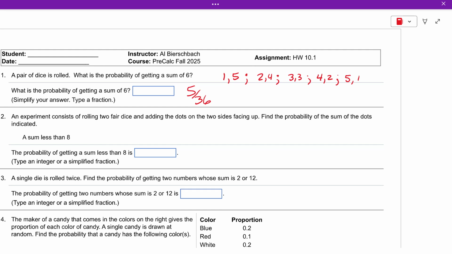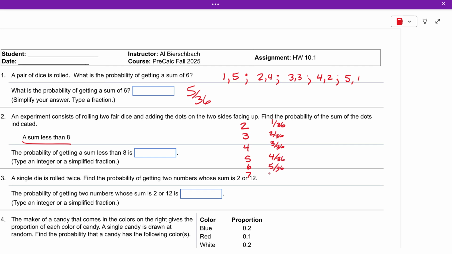Rolling a pair of dice, what's the probability of getting a sum less than 8? Well, 2 is a sum less than 8. 3 is a sum less than 8. 4 is a sum less than 8. 5, 6, and 7 are all sums less than 8. What's the probability of rolling a 2? 1 out of 36, and this is 2 out of 36. This is 3 out of 36. This is 4 out of 36. This is 5 out of 36.